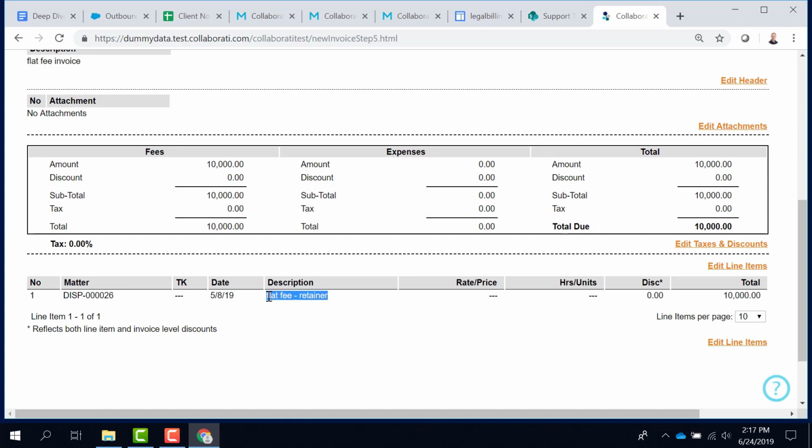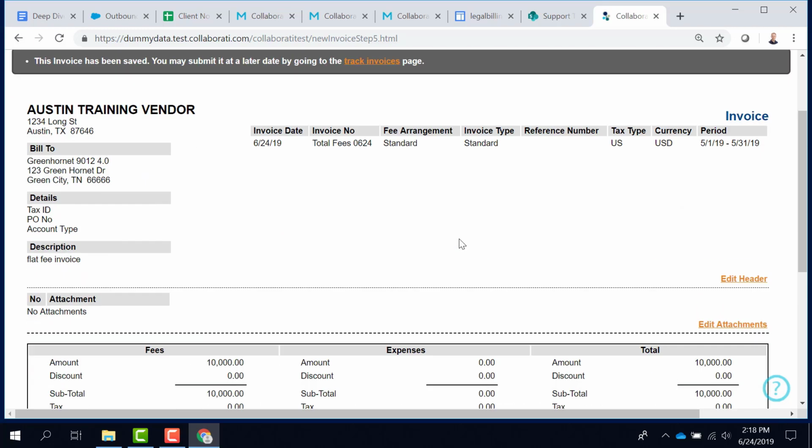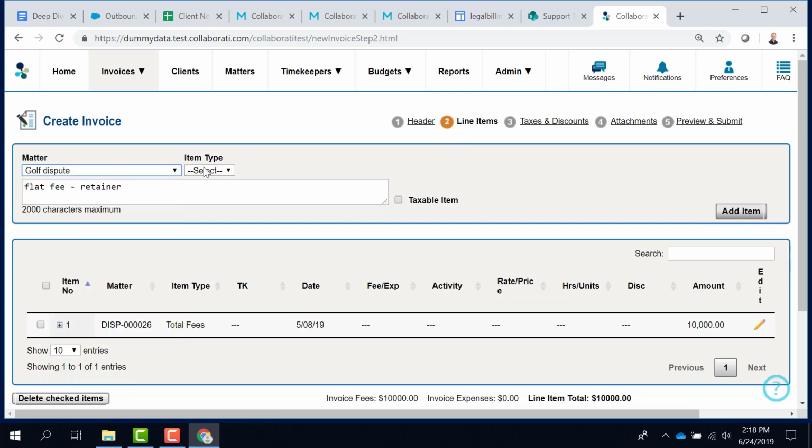You've got your description. Notice that there's no code in the description box here. There's no timekeeper. There's no rate. There's no hours. There's a 0 discount, and there's your fee. So basically all you've done is you've entered the matter, date, description, and total. You can tell that it's a total fee because it's in the fee summary box and not the expense summary box. Now, if you do create a total fee, you're not able to add additional fees. See, I can't add an additional fee.